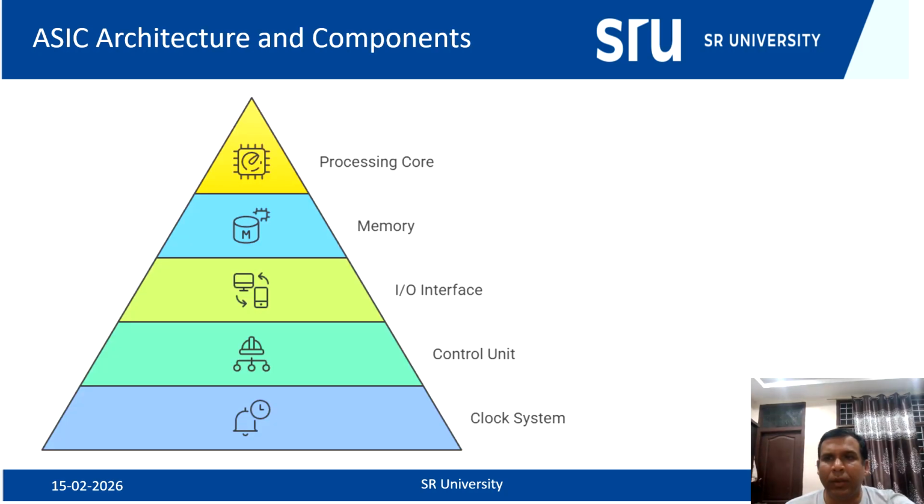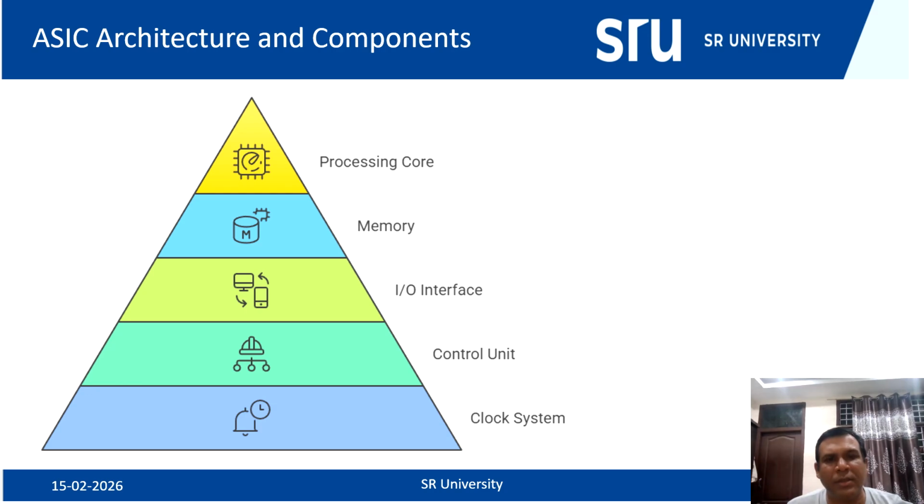Now coming to the next slide, that is known as ASIC architecture. ASIC architecture refers to the internal structure and organization of an application-specific integrated circuit that is designed to perform a specific function with high efficiency, speed, and reliability. The architecture defines how the different components within the chip are arranged and interconnected to achieve the desired functionality. Since ASICs are developed for dedicated applications, their architecture is optimized to deliver maximum performance while minimizing power consumption and chip area.